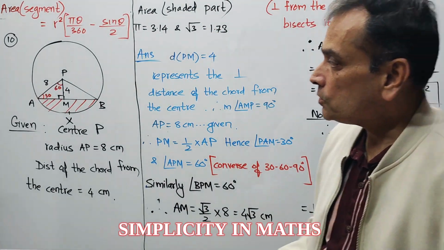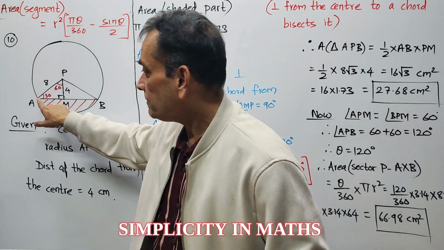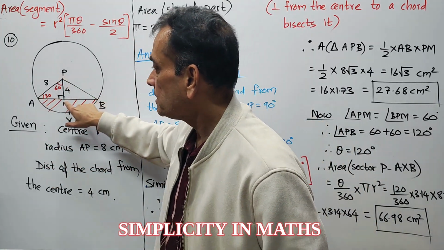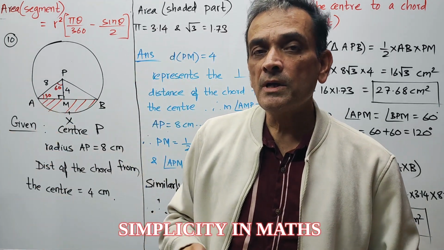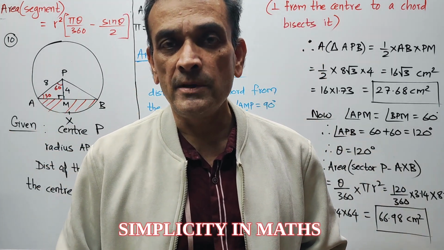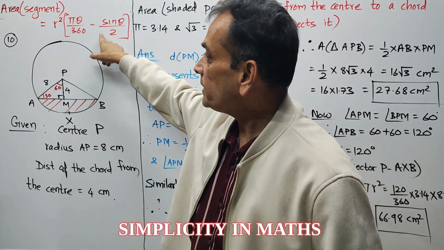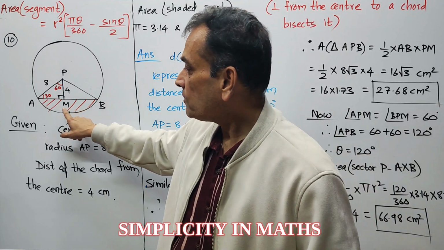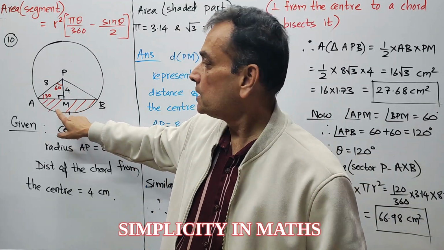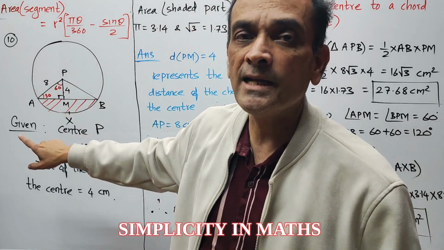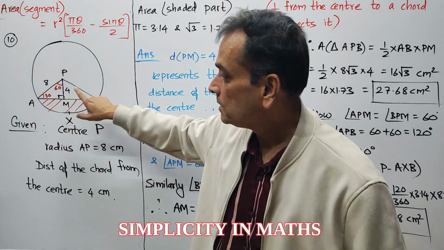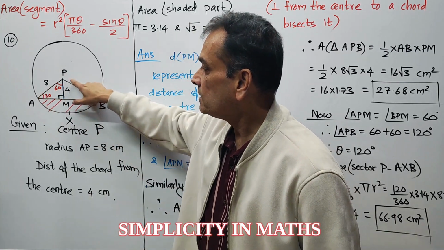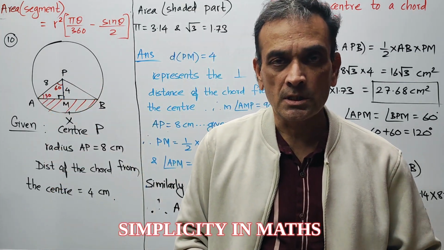Right. Now, why did we find out AB? Because I am going to find out area of triangle APB. In this problem, we are not able to use the usual formula. We are going to use the formula: area of segment, or area of shaded part, is equal to area of sector minus area of triangle.